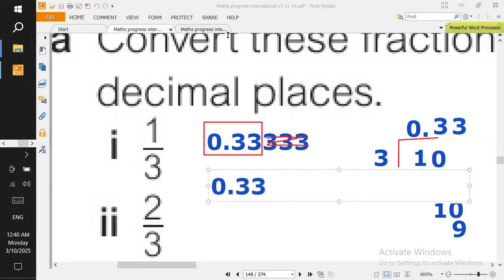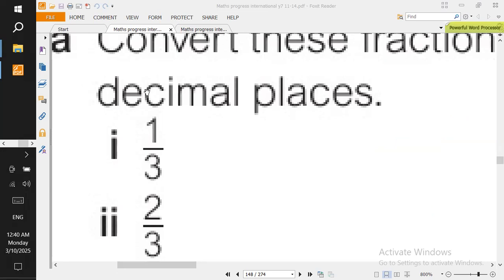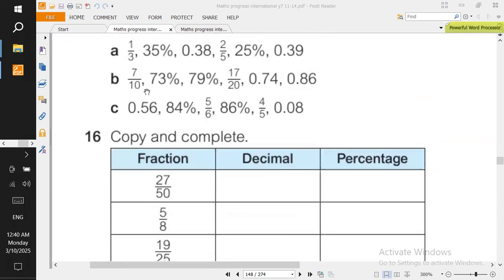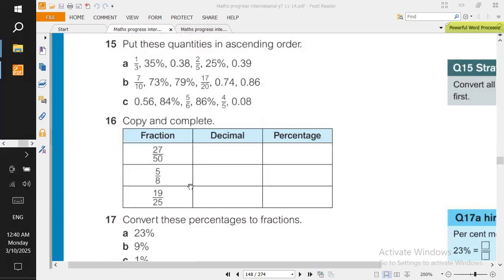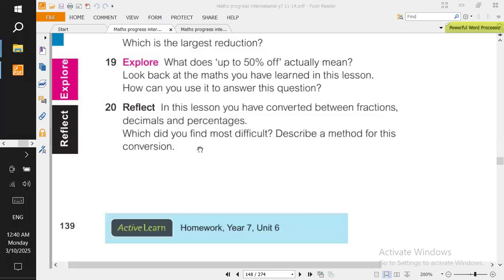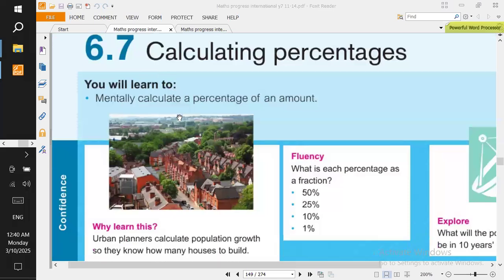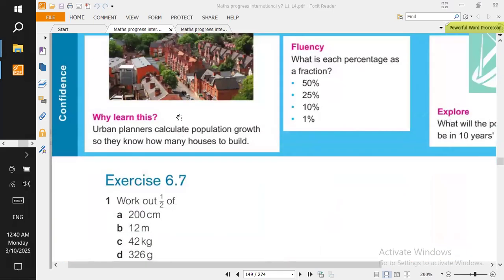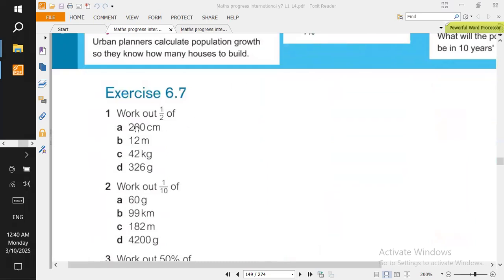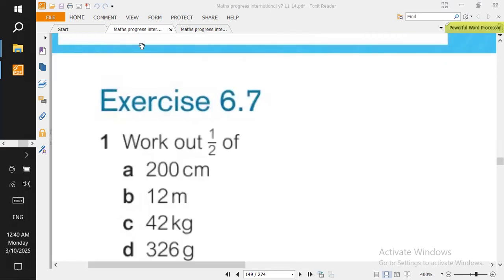Now let's move on to the next question. Same idea, make them the same percentages and then order them. Same idea. Questions are repeated, so they have the same ideas. Okay, now let's talk about 6.7, calculating percentages. 29, yes. Work out half of these, it means multiply by half. So work out half of this, it means multiply by half. So this one, 200 times 1 over 2. Okay, same idea with all of them, just multiply them by 1 over 2.